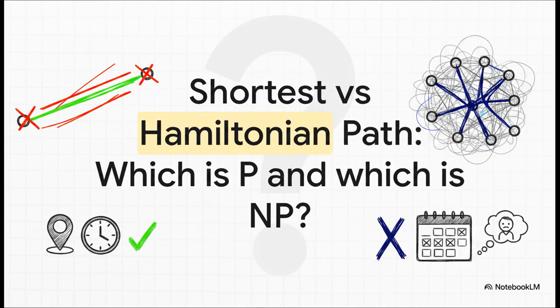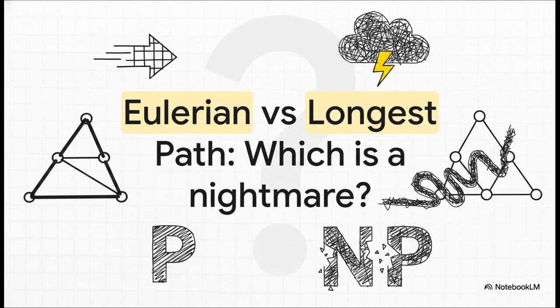Got it? Well, if you said shortest path is in class P and the Hamiltonian path is in class NP, you are absolutely right. Your phone's GPS solves shortest path in milliseconds, but as we learned earlier, calculating a Hamiltonian route from scratch requires checking a massive exponential number of paths. Okay, let's try just one more.